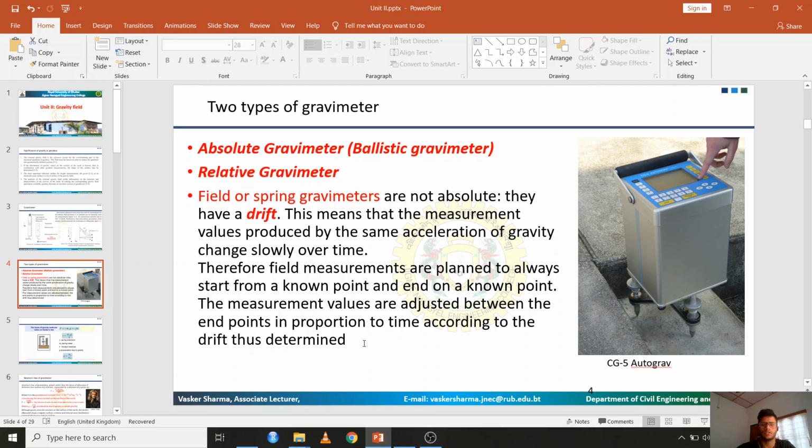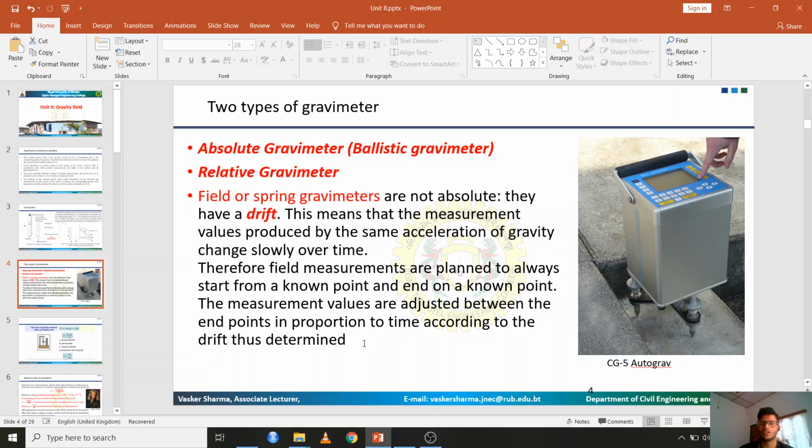Before we try to understand how we measure the gravity with the help of the gravimeter, let's try to understand the types of gravimeter. There are basically two types of gravimeter. One is the absolute gravimeter, which I have shown you in the earlier slide, a basic gravimeter, and there is another known as a relative gravimeter.